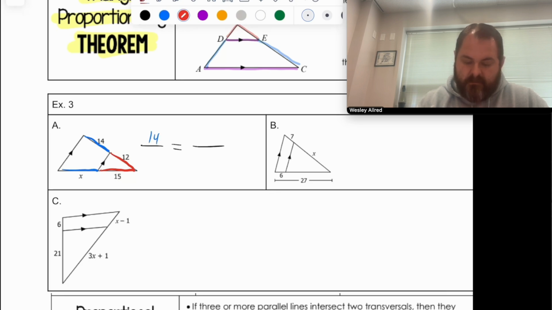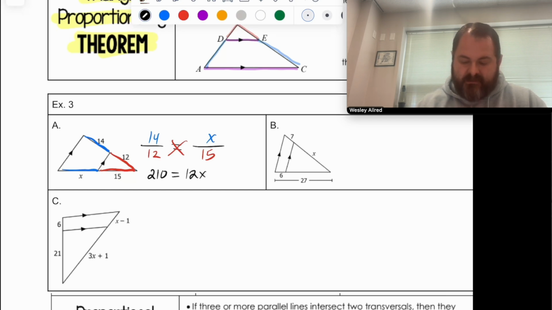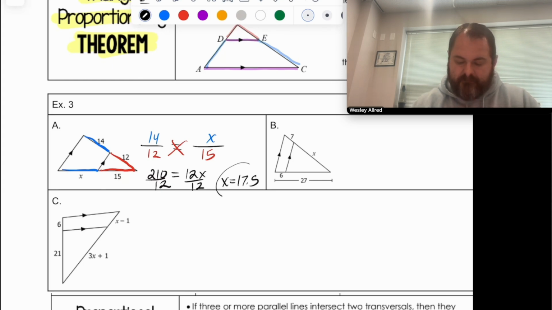So we can say 14 over 12 has to equal x over 15. And cross multiply there. If I do 14 times 15, that's 210. That has to equal 12x, and just divide by 12. And x gives us 17.5. Okay?